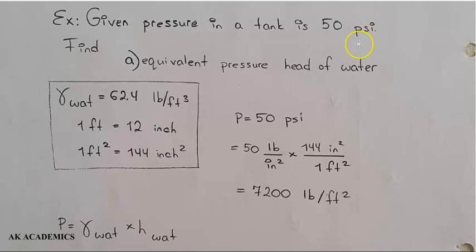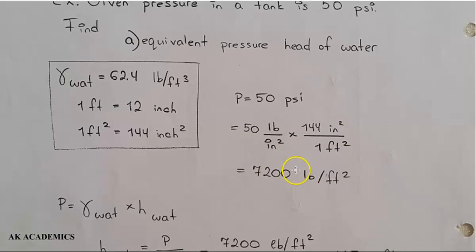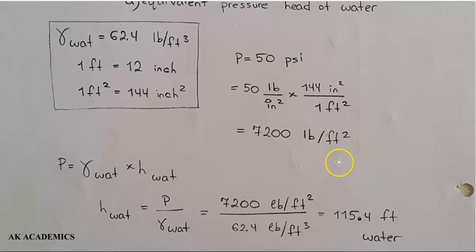This is how to convert psi to pounds per square foot. This is very important. Psi means pounds per square inch, so we want to convert this to pounds per square foot. To do that, we know 1 foot is equal to 12 inches, and then 1 square foot will be equal to 144 square inches if you just square it, which is what we're going to use here. So what you have here is 50 multiplied by 144 square inches per square foot. When you carry out this multiplication, you get 7,200 pounds per square foot.